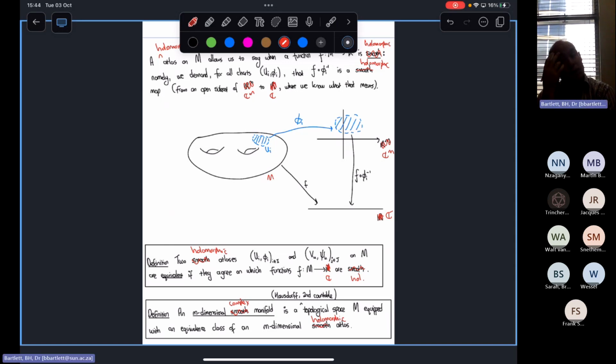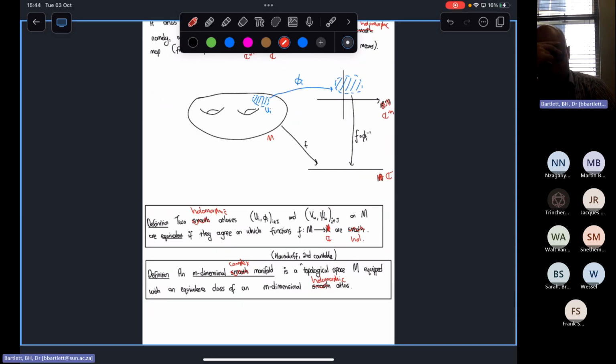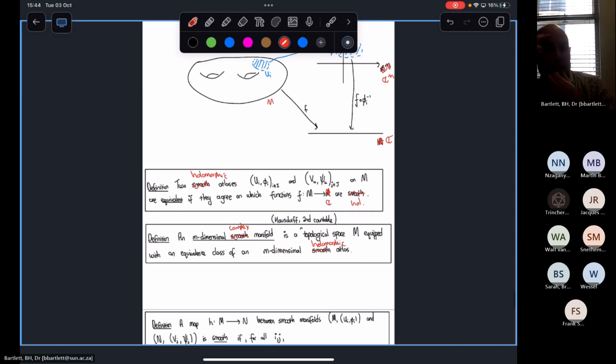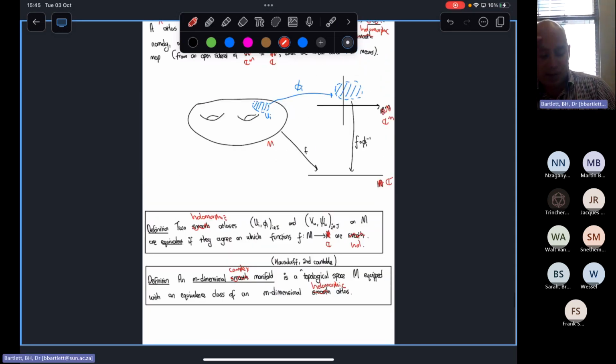Of course, if you are a complex manifold, you will also be a real manifold, but then you'll be a real manifold of dimension 2m. So that's the definition of a complex manifold. Any questions about that?